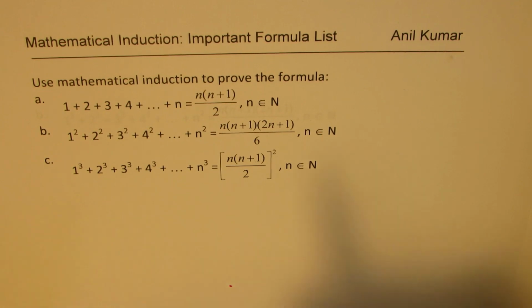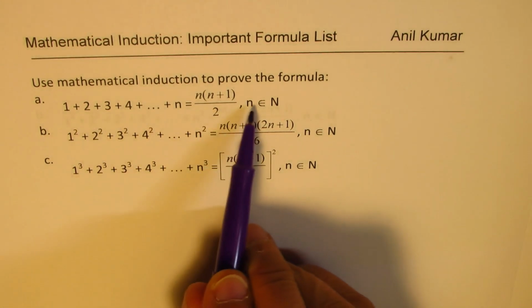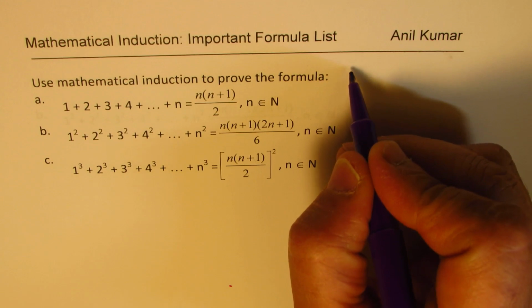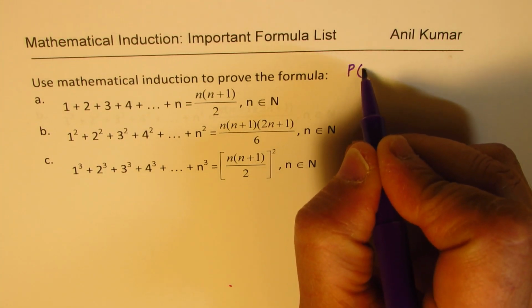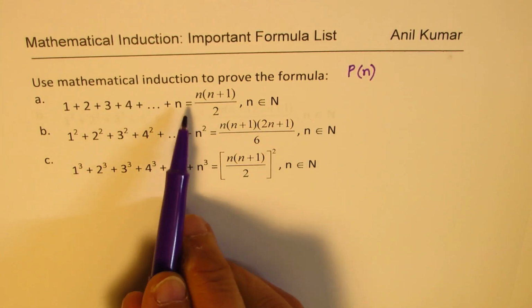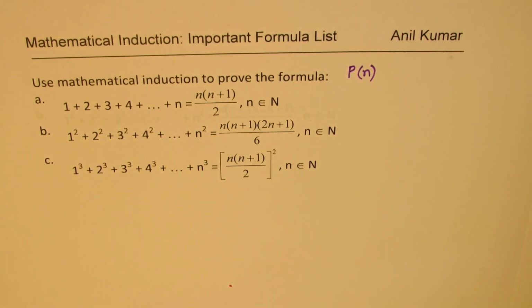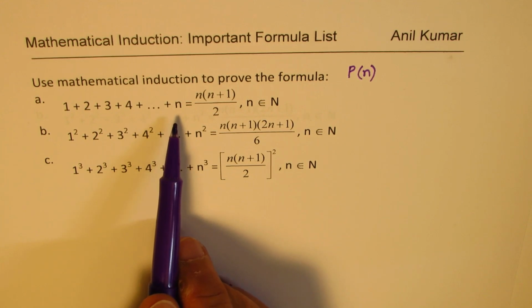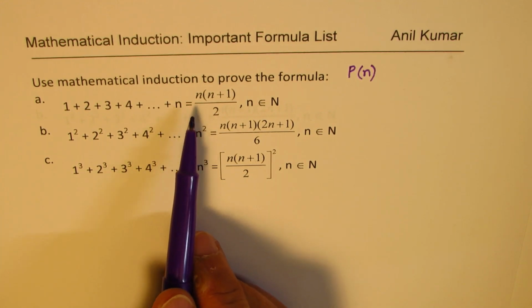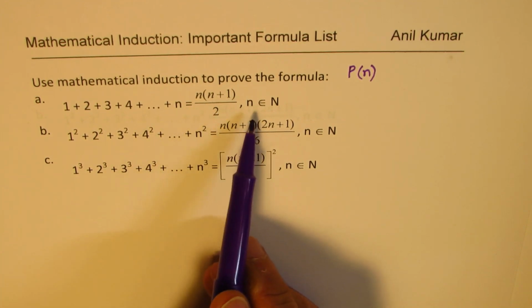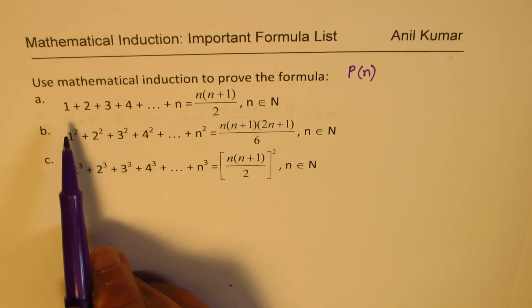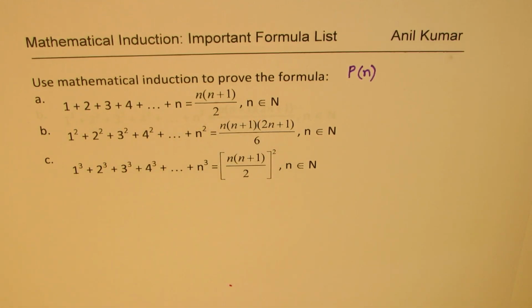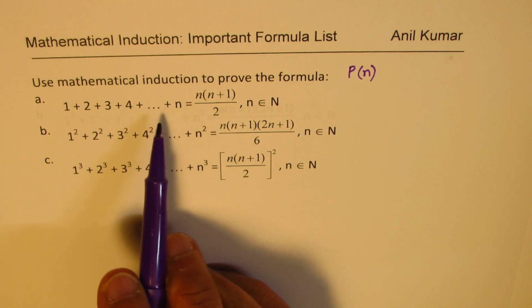We'll take a few important formulas which can always be used to simplify and solve many mathematical questions. Our approach will be to treat all of them as a statement. We'll say that is a mathematical statement in natural numbers, right? So n is a natural number for us. When we say 1 plus 2 plus 3 plus 4 and so on till n is equal to n times n plus 1 over 2, where n belongs to natural numbers, that is a statement translated into a mathematical equation, correct?